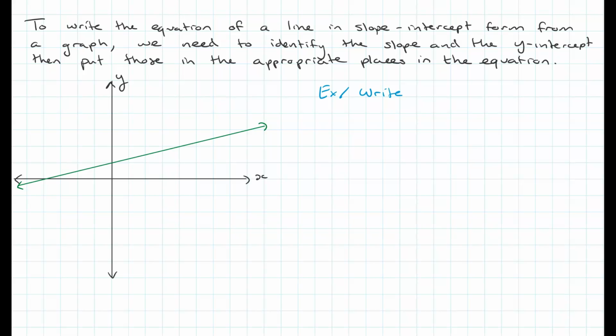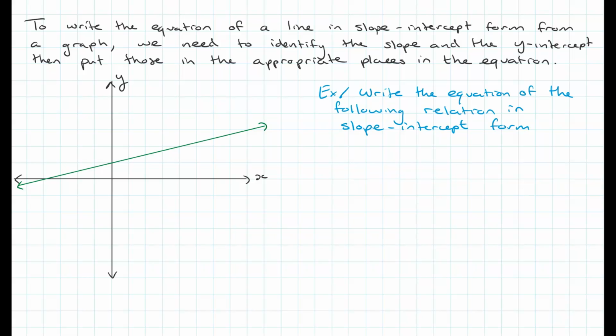So if, for example, I have this graph here, and I want to write the equation of the line, I want to write it in slope-intercept form. So I'm going to need a slope, and I'm going to need a y-intercept. So my step 1 is I need to identify the slope and the y-intercept.